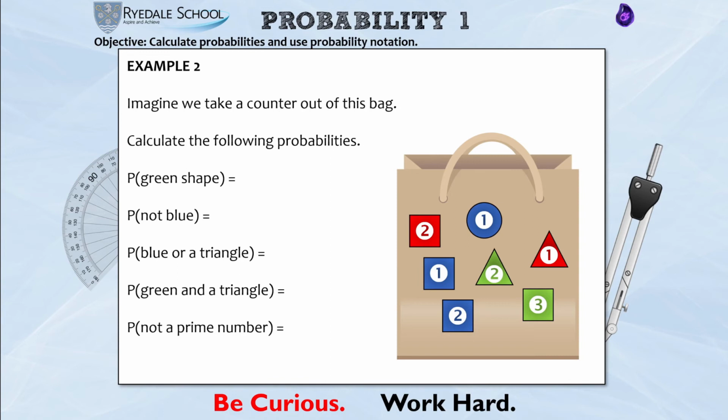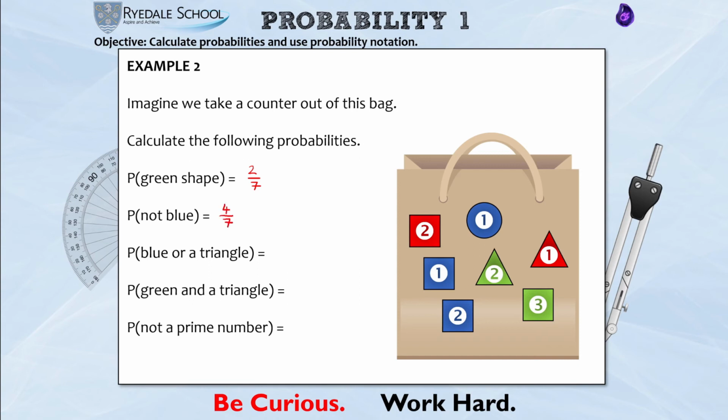So there are 2 green shapes out of 7. So the answer to that one is 2/7. The probability of not blue. Okay, so we can either count up the blue shapes and subtract that from 1, or we could count up the shapes that are not blue, and we can see there's 4/7.